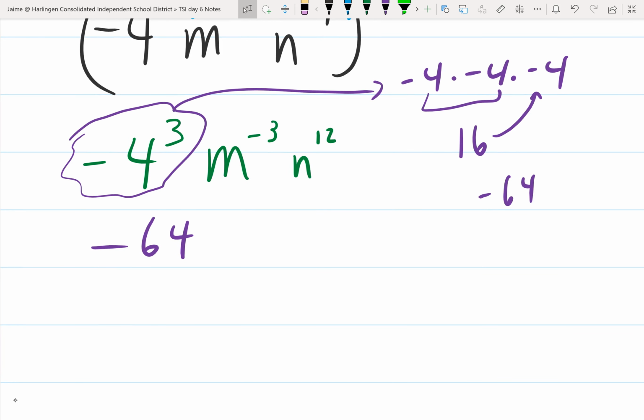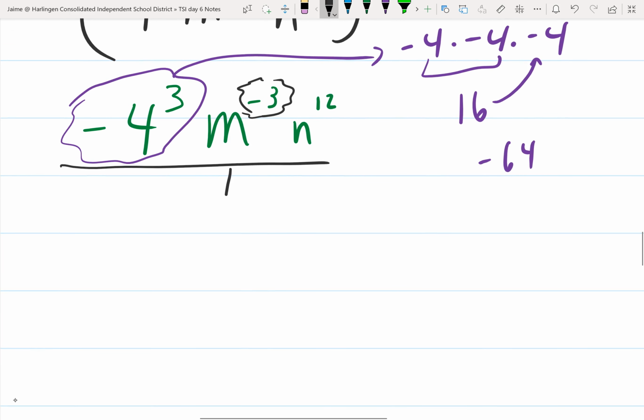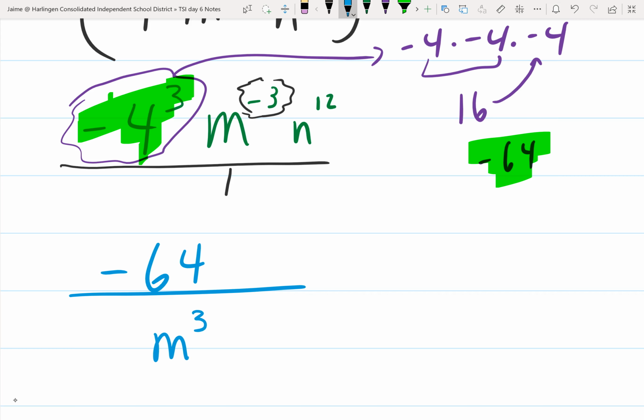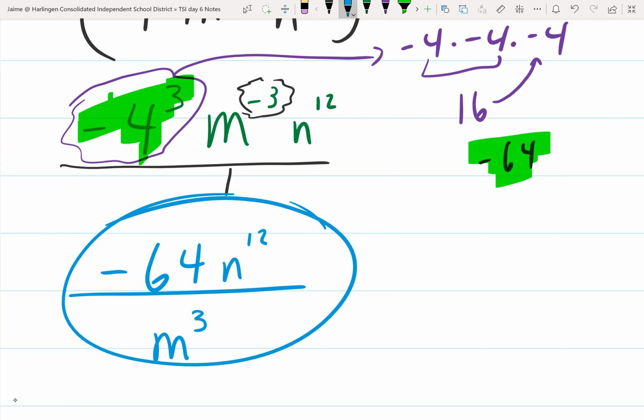Now, let me erase this real quick. Can we have a negative power? No. So remember, we get rid of it, you kick it to the bottom. To what bottom? Remember, this is over 1 right now. So now I'm going to fix this. I'm going to rewrite this as this. So we have negative 64. On the bottom of my fraction, I'm going to put the m to make it positive 3. And the n, there's nothing wrong with it, leave it on top. And that is the answer.